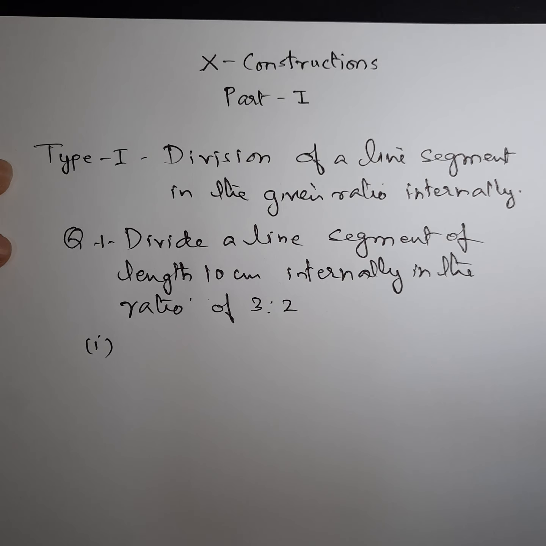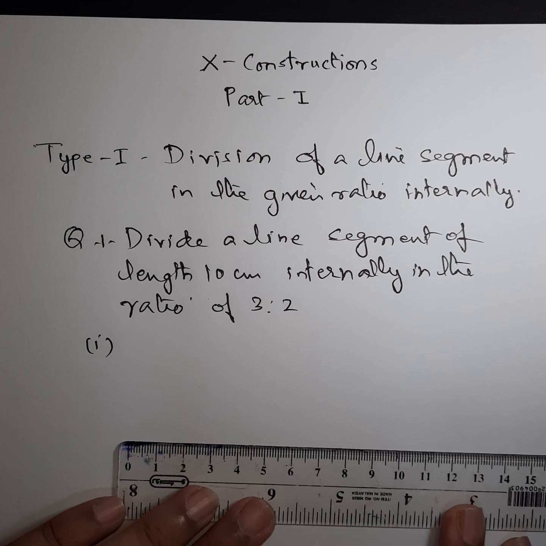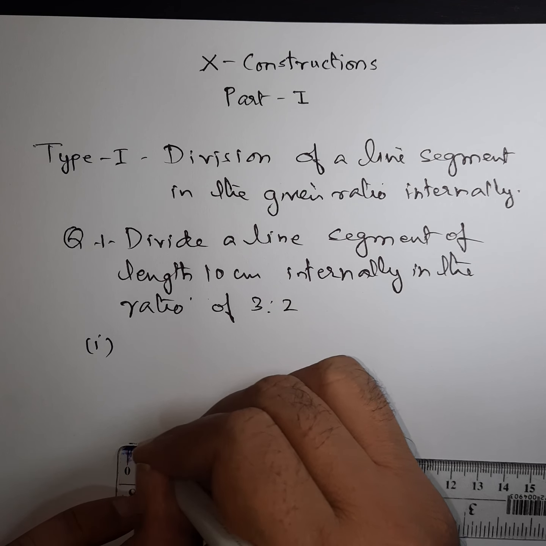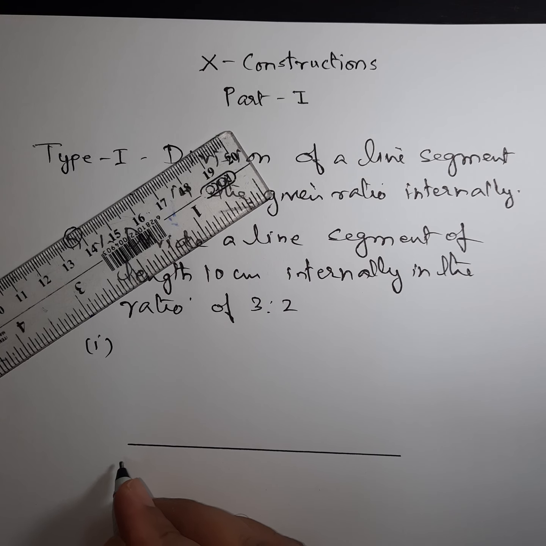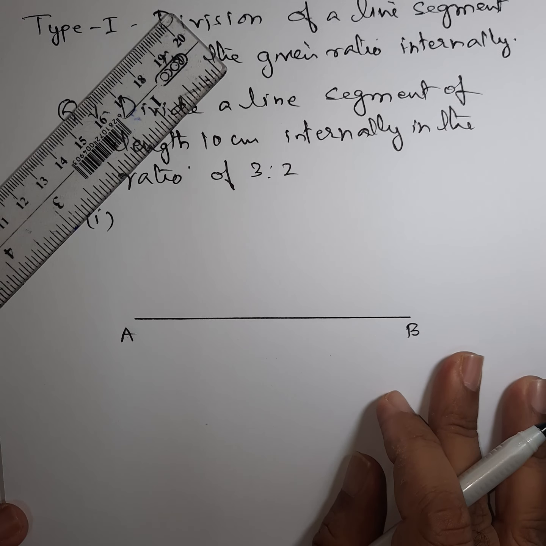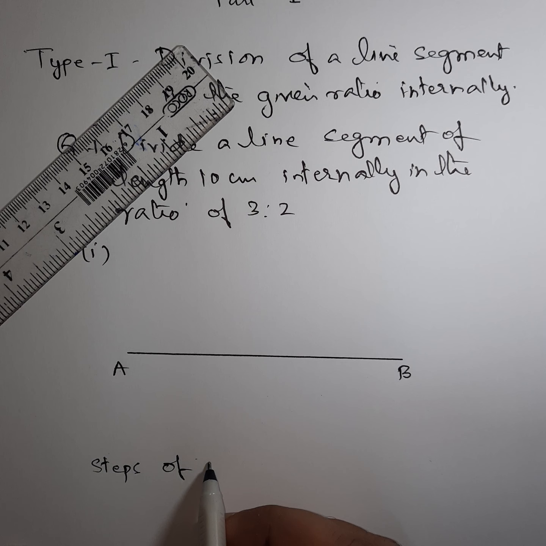Method number 1, first of all we have to divide a line segment of length 10 centimeter. So we will draw a line segment of length 10 centimeter. Let us suppose that it is AB, and simultaneously we can write the steps of constructions. Always we have to write the steps of constructions.